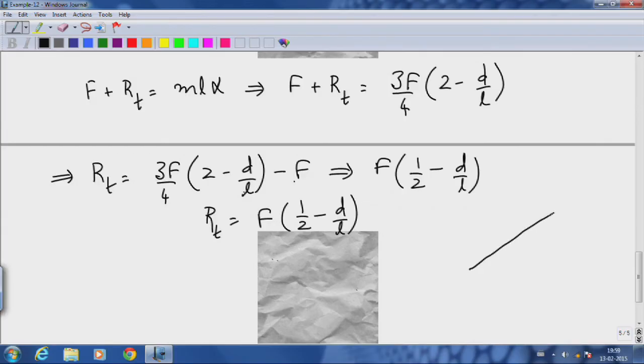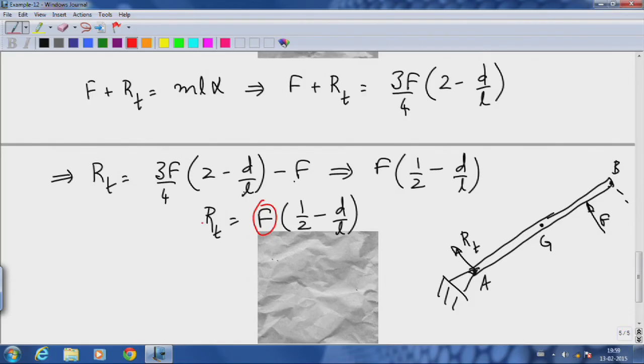So, let us go back to our rod. This is the pivot A. There is the center of mass, there is the end point B, and there is a force F acting at a distance d. Now, at this point there is a normal reaction and a tangential reaction. The tangential reaction R t scales with the value of F. So, higher the value of F, the higher the value of R t, except that you have this constant of proportionality between R t and F, which is half minus d over L.